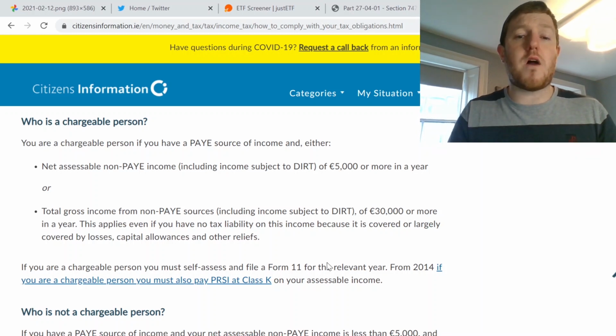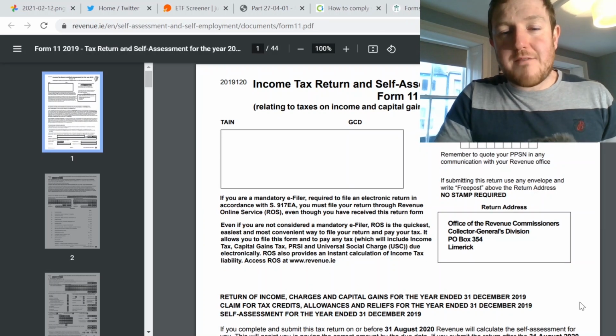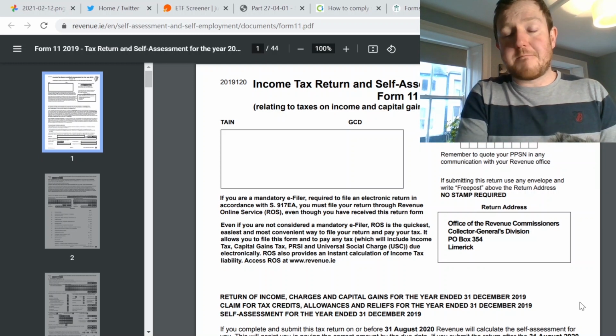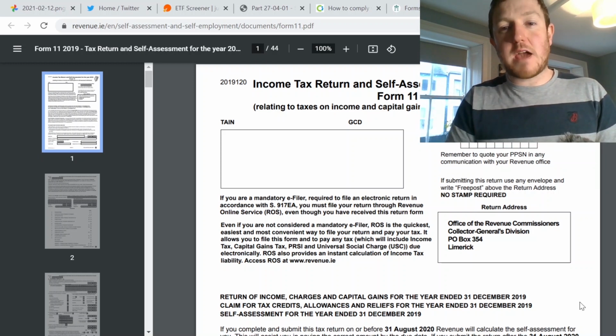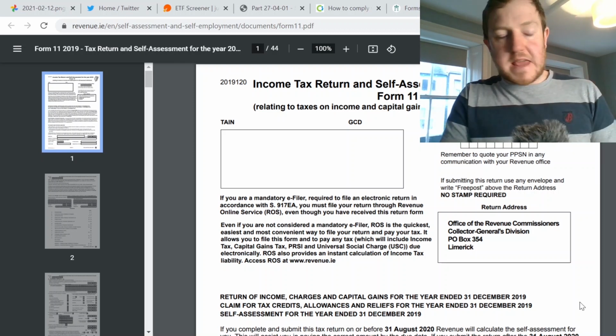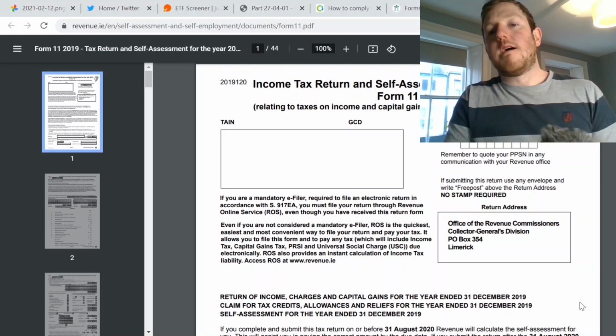Now I'm going to show you on the Form 11 and the Form 12 where you put in your profits and your dividends from ETFs. First up, I'm going to have a look at the Form 11. This is for self-employed people and for people who have a PAYE income but have an additional income of more than 5k.